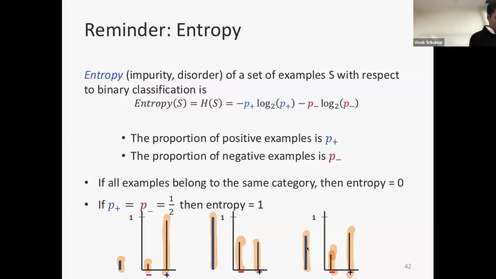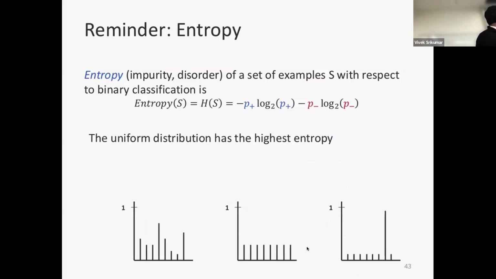Okay? You can generalize this also to multi-class. In general, the uniform distribution has the highest entropy. So if you have distributions of this kind over multiple categories, the uniform distribution tends to have the highest entropy. It does not have to be 1. If the number of categories is more, the entropy can be more.